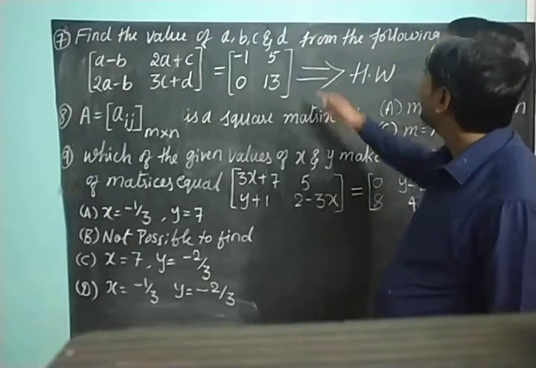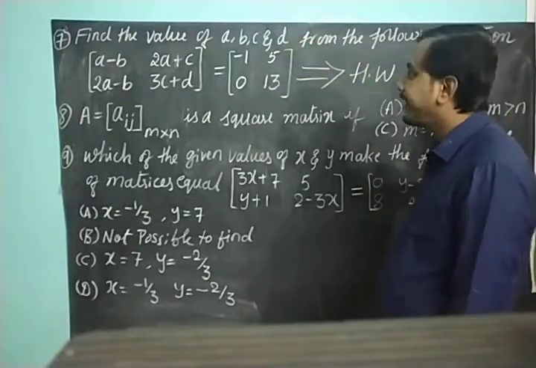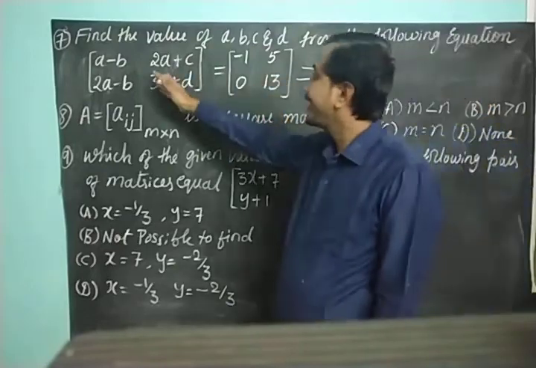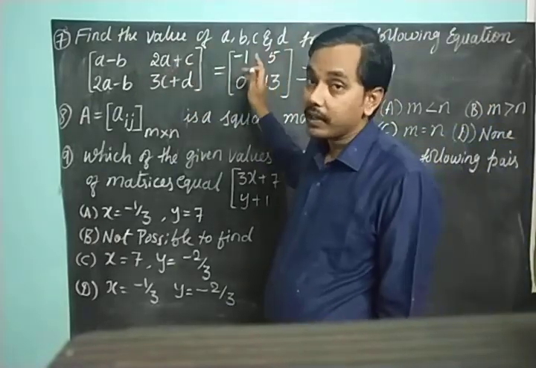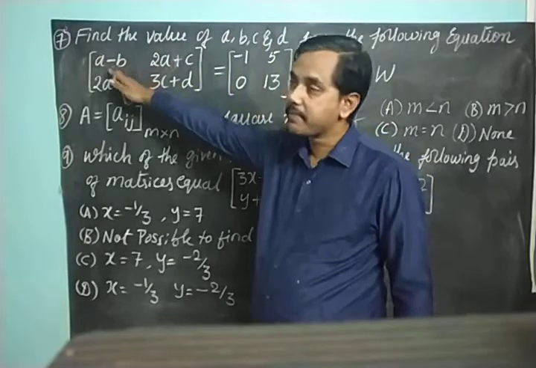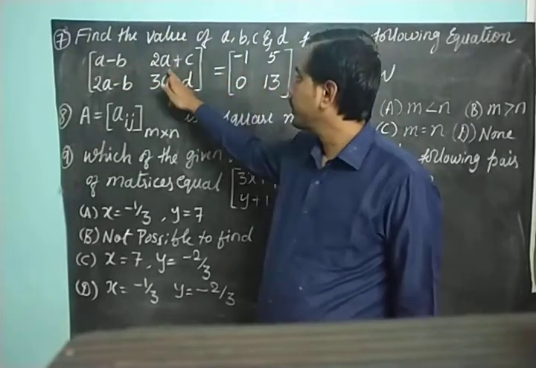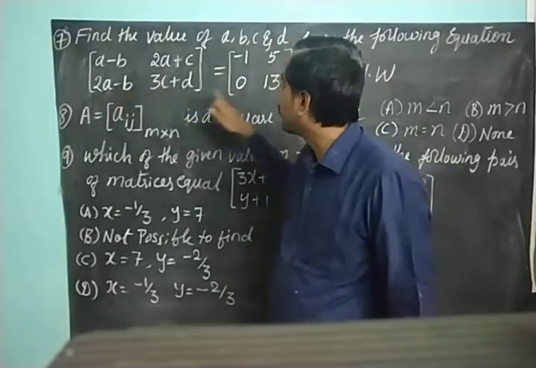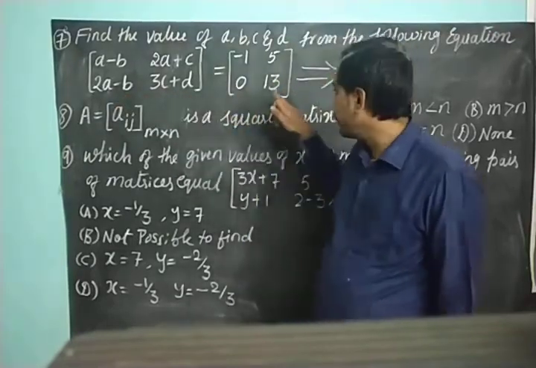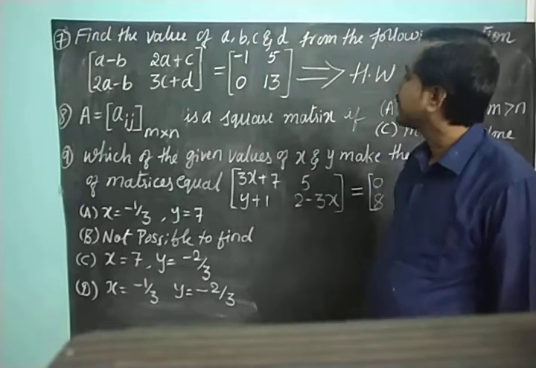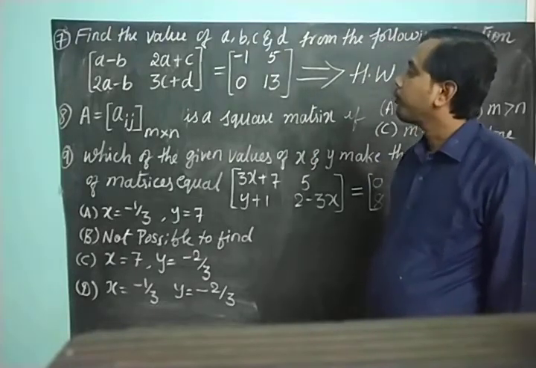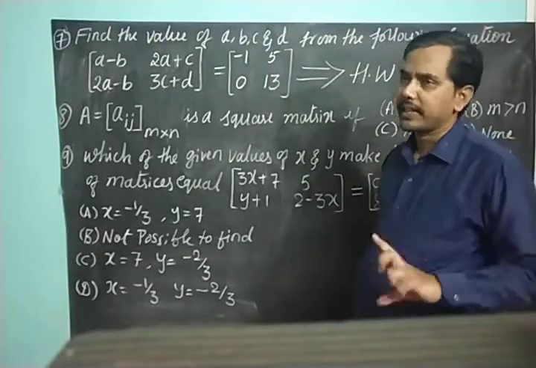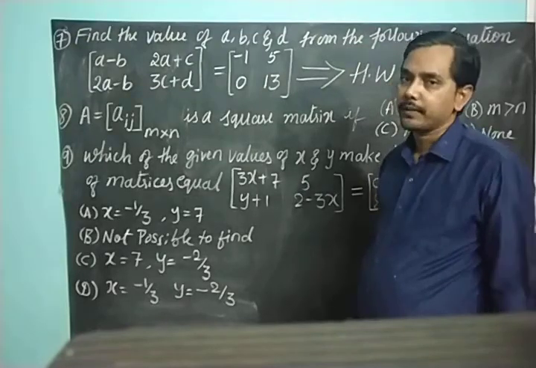Here you need to find the value of A, B, C and D. How are you going to do that? Equate the corresponding elements. A minus B should be equated to minus 1. 2A plus C should be equated to 5. 2A minus B will be equal to 0. 3C plus D will be equal to 13. So in that way you get 4 equations, out of which you can select any 2 equations and get the values of A and B.